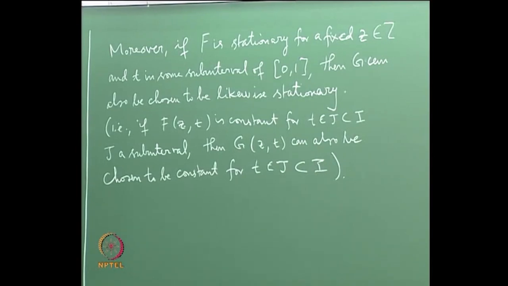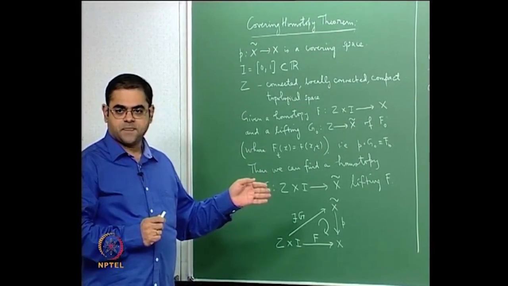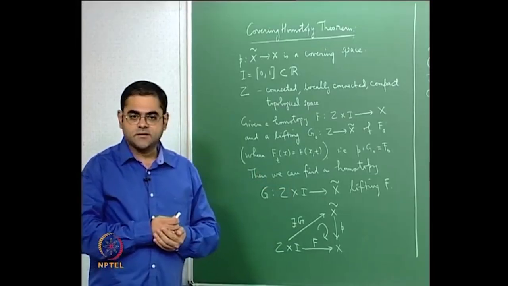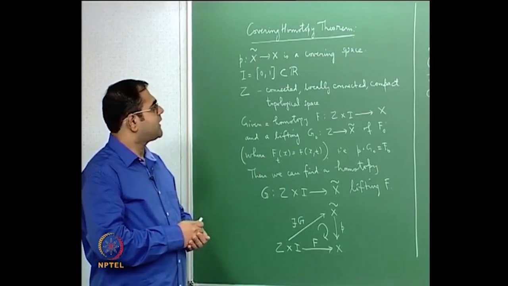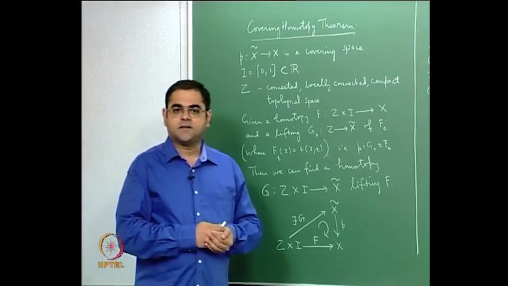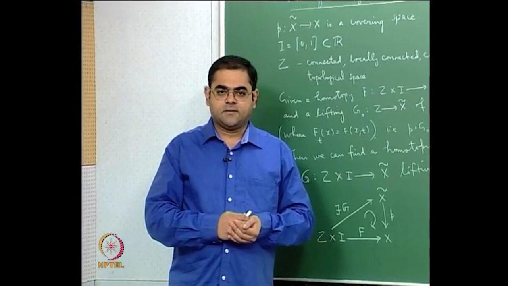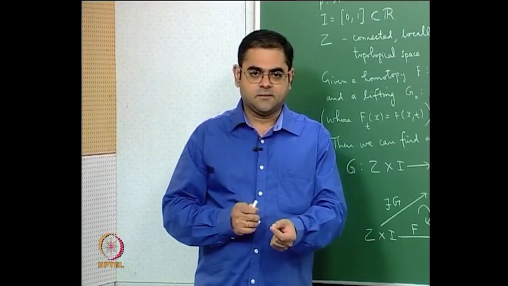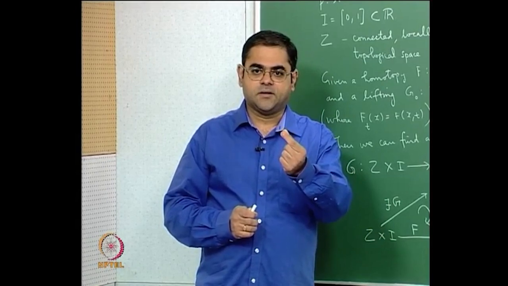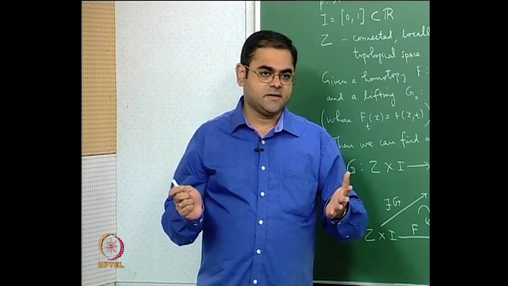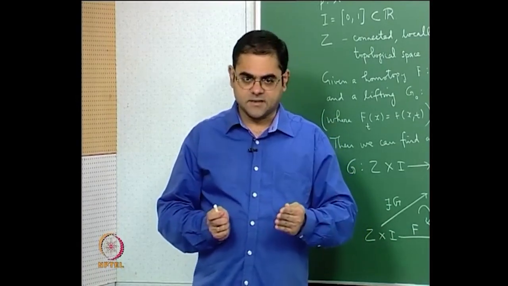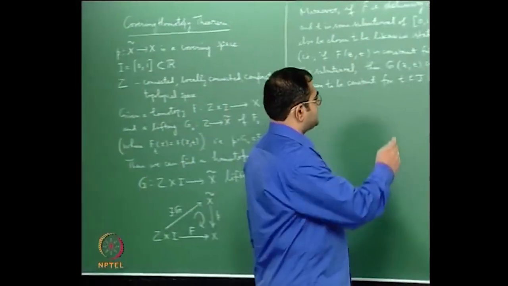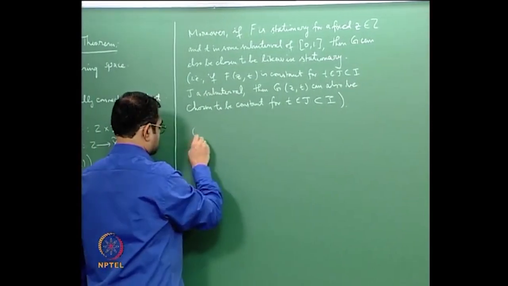Now, what I am going to do is first derive certain consequences of this covering homotopy theorem. First of all, they will tell you that if you have a covering map, then it has the unique path lifting property. That is one important consequence. Then it will also explain why the fiber, that is the inverse image of any point, is going to look, at least set theoretically, like the fundamental group of the base in the case the covering is a universal covering. So these are the two consequences that I would like to immediately explain. So let us see some consequences.